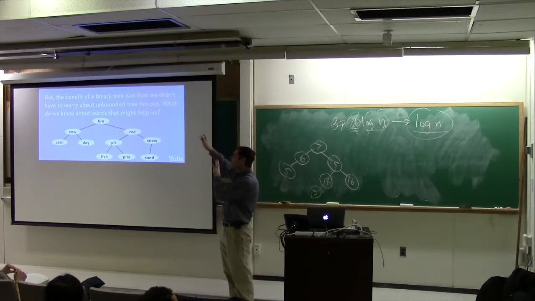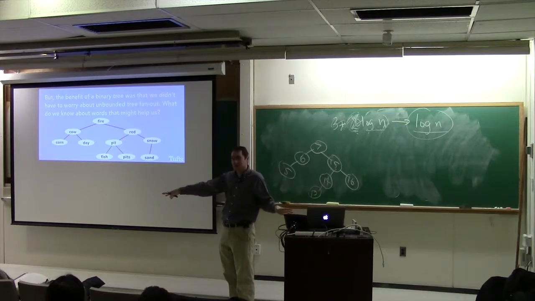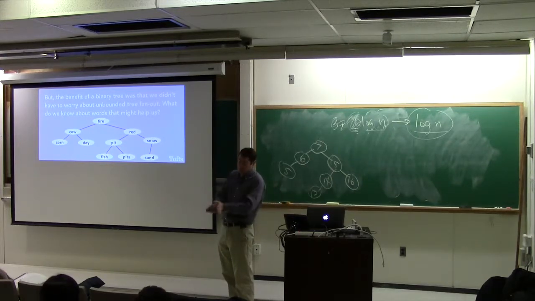But if we concentrate on just lowercase letters, then there's only 26 of them. And we could, if we wanted to, make every node have 26 children, which is a big fan out, but legitimate. And we could do something kind of cool.